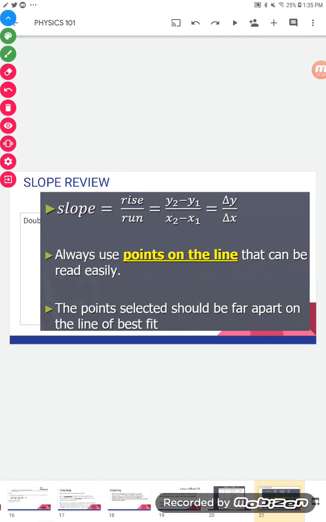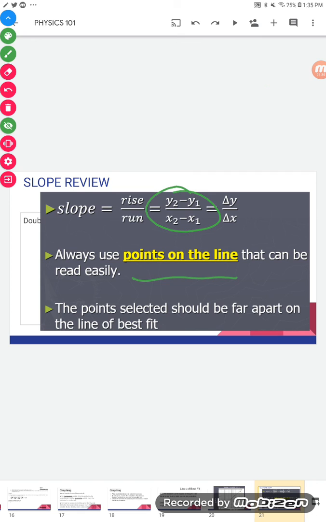Then we're going to talk about slope is rise over run. So how do you calculate slope? You pick 2 points on the graph. It doesn't matter which 2. It could be the very first one and the very last one. It could be 2 next to each other. It doesn't matter, just as long as you take y2 minus y1 and x2 minus x1.